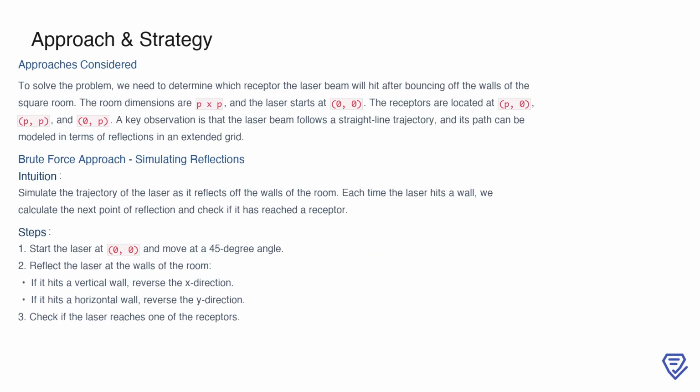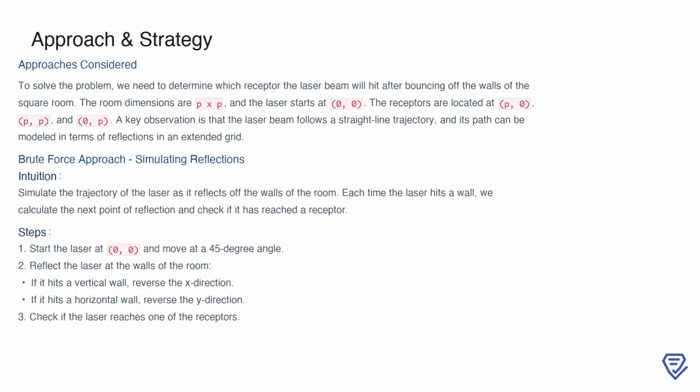To solve the mirror reflection problem, we need to determine which receptor the laser beam will strike after reflecting off the walls of a square room. The room is a p x p square with receptors positioned at P, 0, P, P, and 0, P. The laser starts from the bottom left corner, 0, 0, and travels at a 45-degree angle. A critical observation here is that the laser moves in a straight line path, and its trajectory can be modeled by imagining the room as repeatedly reflected to form an extended grid.